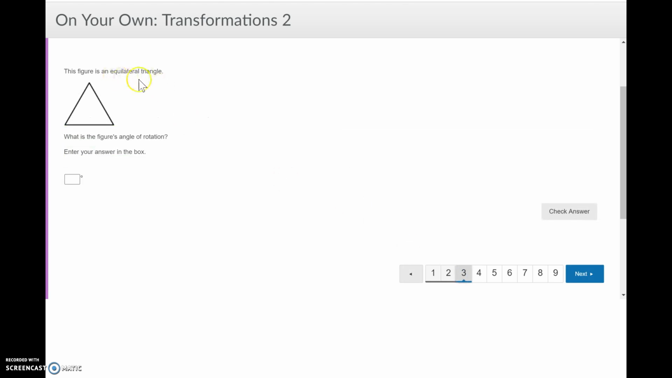Alright, this one says it's an equilateral triangle. All sides are equal. So what is the figure's angle of rotation? Once again, when we have a figure where the sides are all equal, we can find the angle of rotation by taking total degrees in a circle, 360, and dividing by the number of sides, which is 3. And that would give us 120.